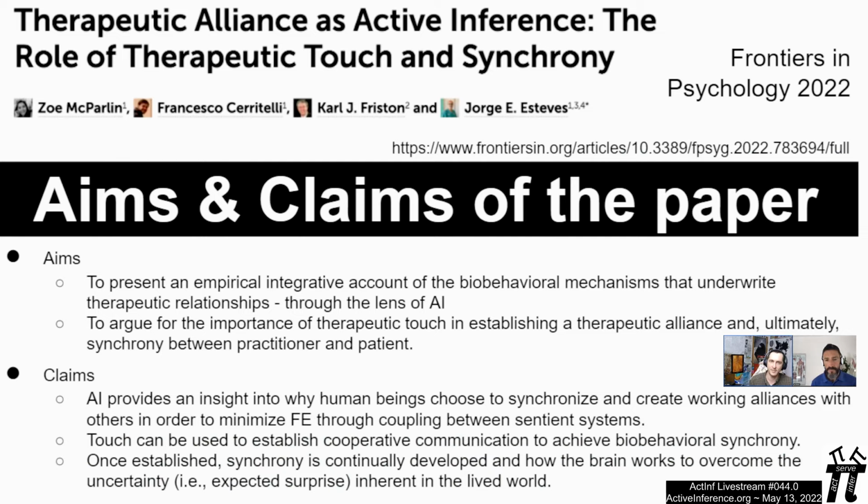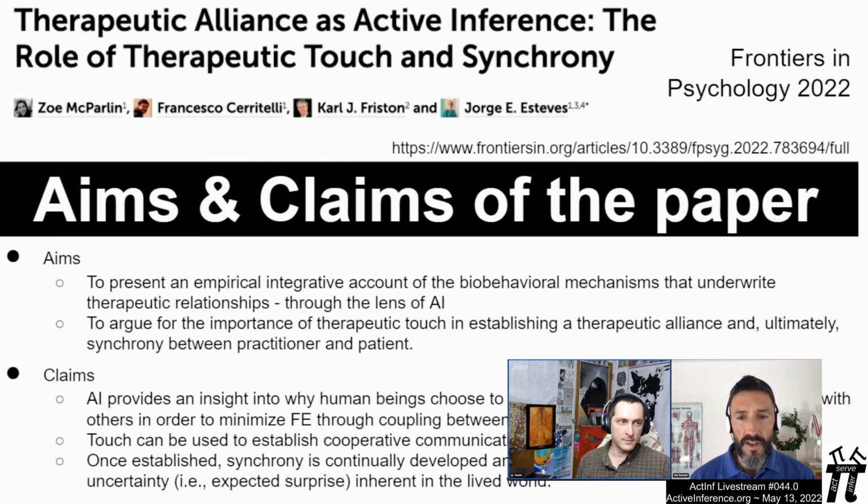When I first read this, it reminded me of what I hear in other therapies. So, the importance of safety, for example, in a therapeutic setting. If a person feels safe, then they're going to be more receptive to therapeutic touch. And I'm interested to read and speak to the authors maybe about what things facilitate synchrony.